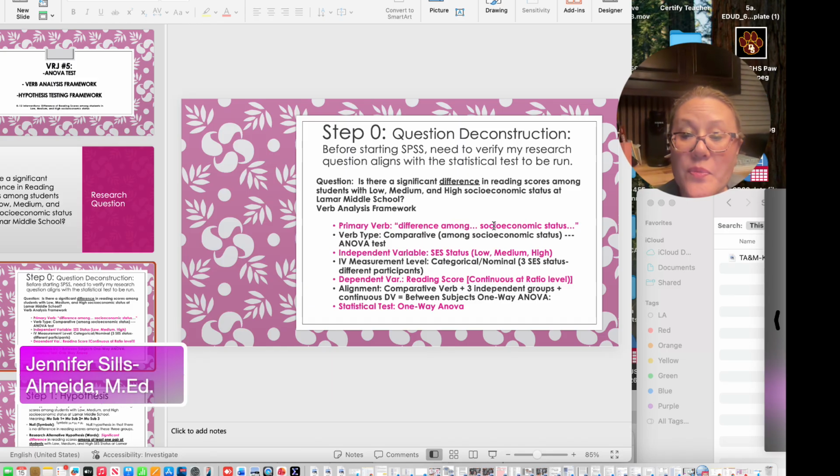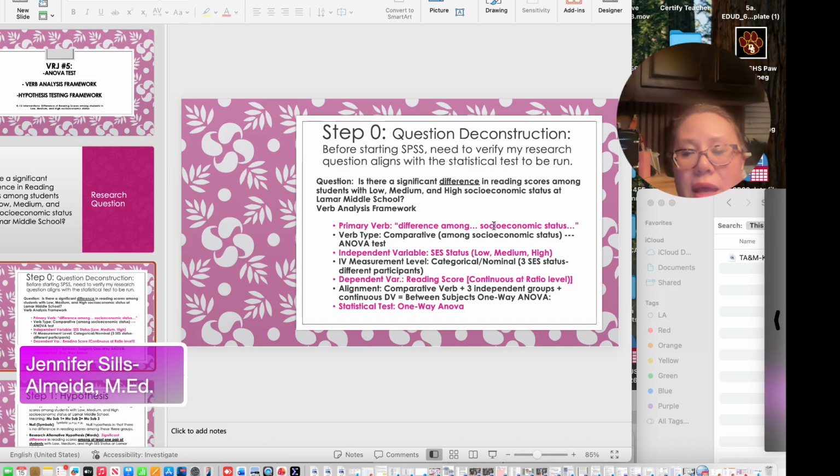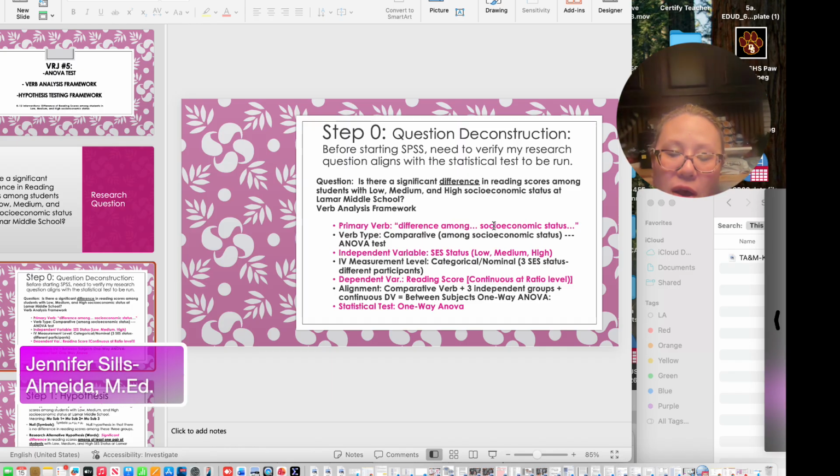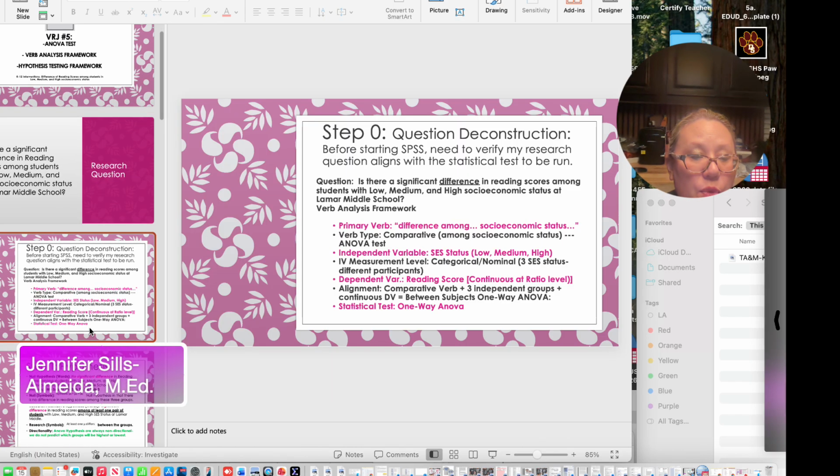The independent variable will be the SES status, meaning low, medium, high. That's the independent variable, and it is categorical. So we're putting it in categories, and the dependent variable is the effect on the reading scores based on the students and those different socioeconomic status categories. Now we are looking at a comparative verb, and also we have 3 independent groups: the low, medium, high. And we will be doing a one-way ANOVA.